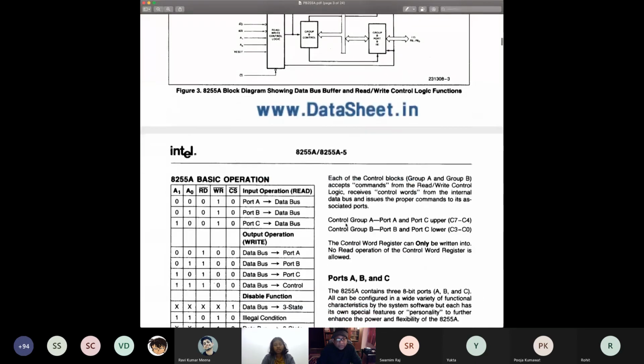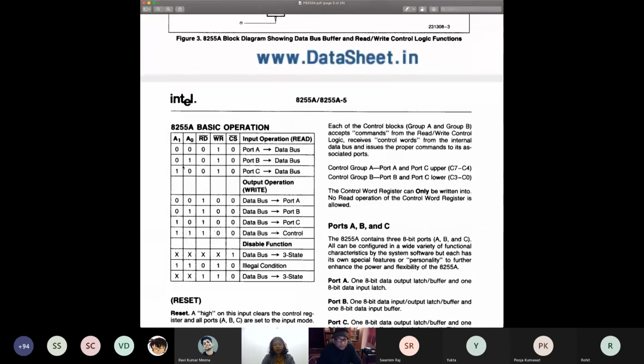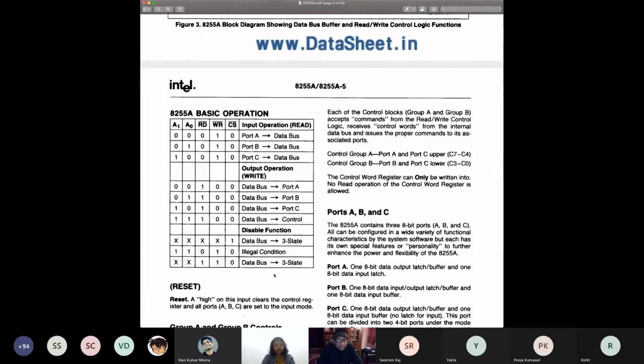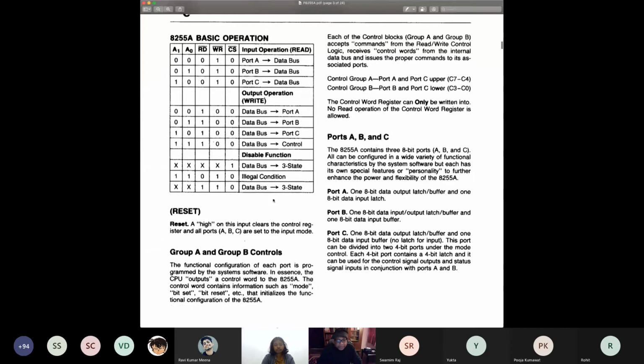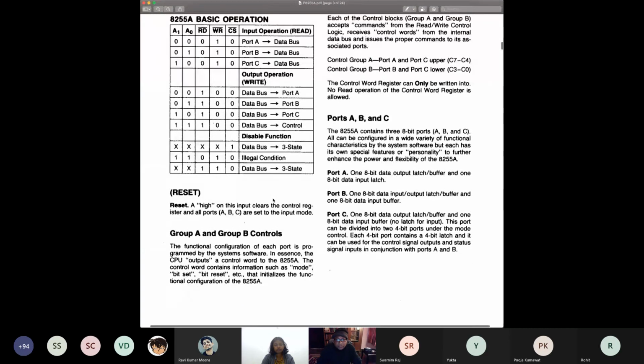So these are the basic operations. If you make this, it will select port A, data bus, A1, A0, read bar, write bar, all these things you select. The input operation is read, and port A data bus. Similarly, it will be port B data bus. So these are some of the things showing how you connect to the different ports. It's a very simple pin. You can understand very nicely, no problem.